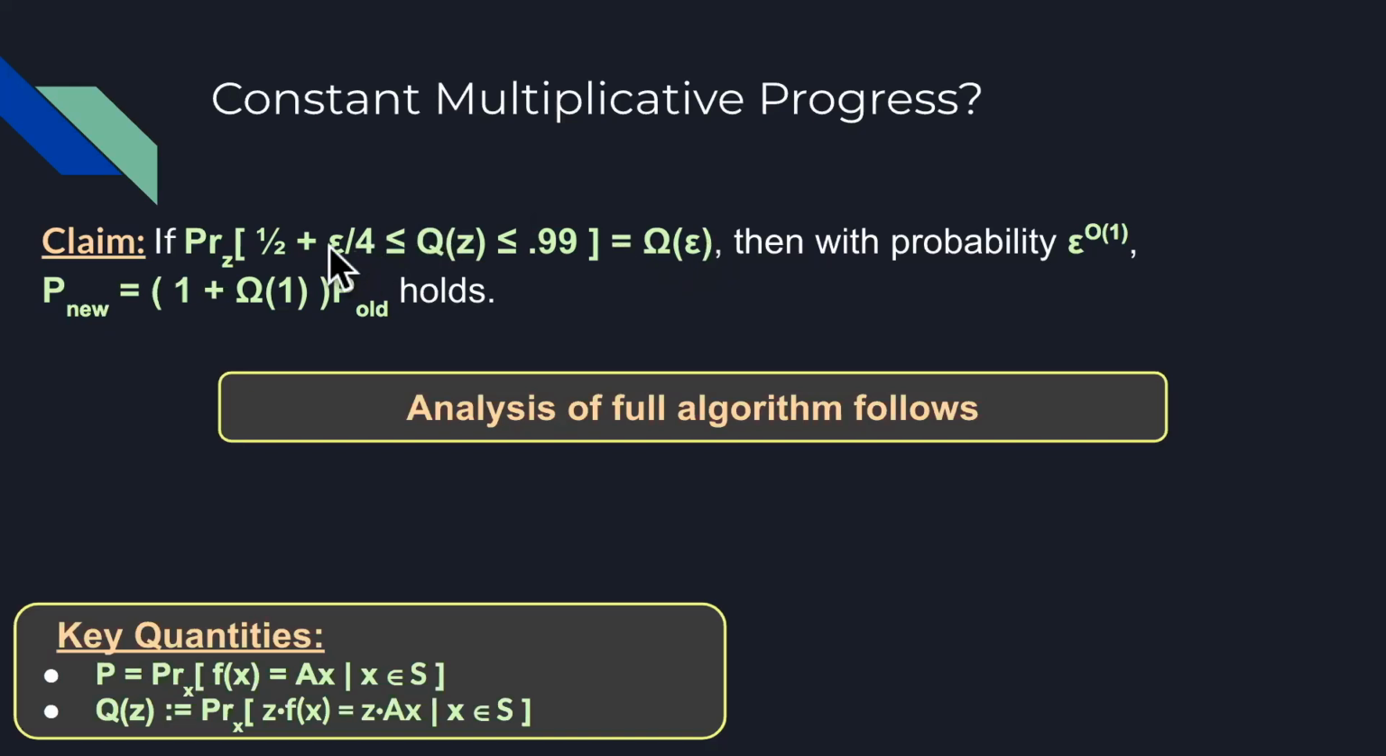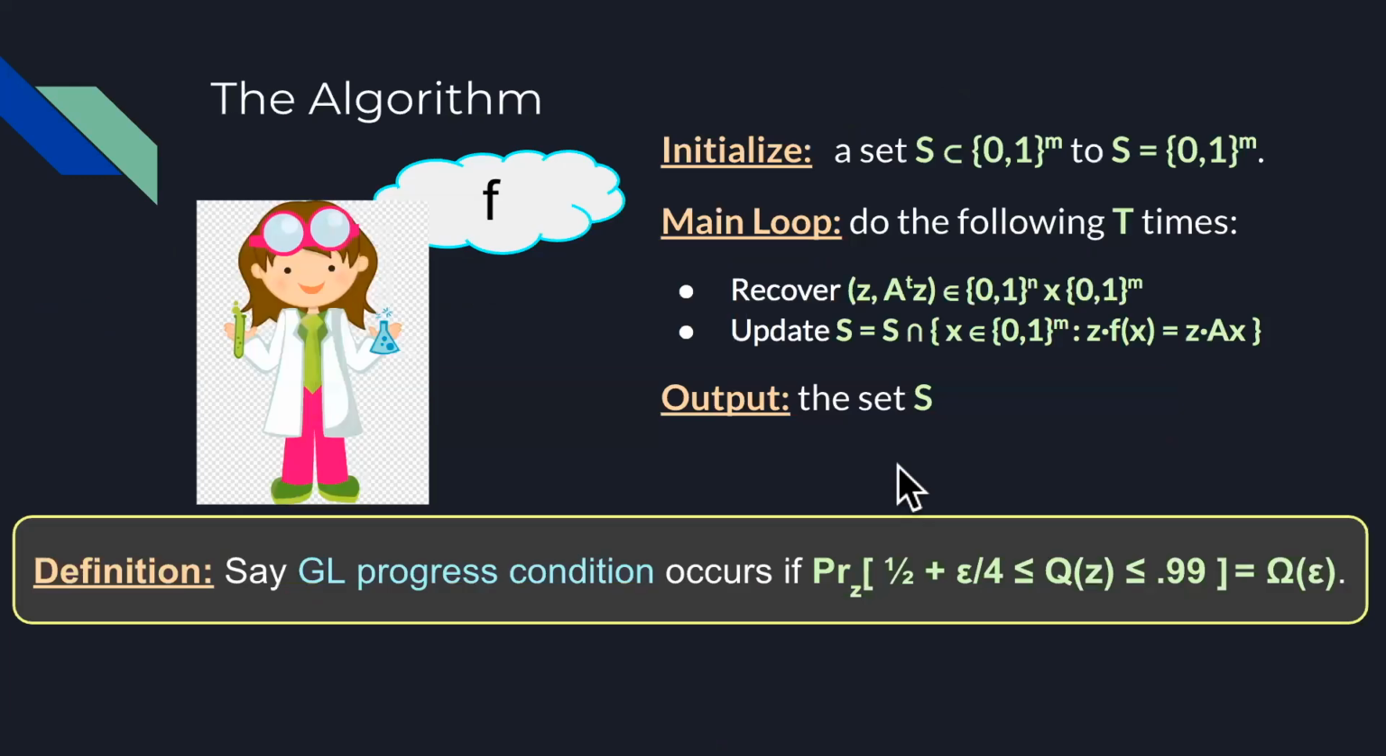Okay, so the question is, what's up with this probability here? Is it true that this is going to hold for every f, or are there counterexample f's where this does not hold? Let's look at what's going on. Again, this is the important condition. It's important enough to give it a name. Let's call it the GLPC, the Goldreich-Levin progress condition.